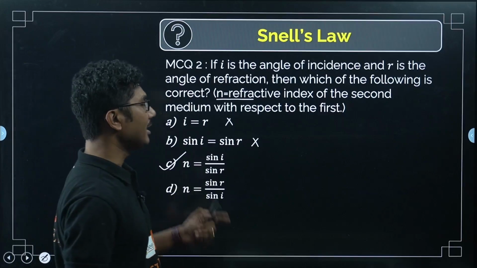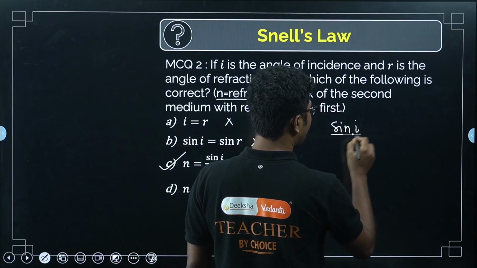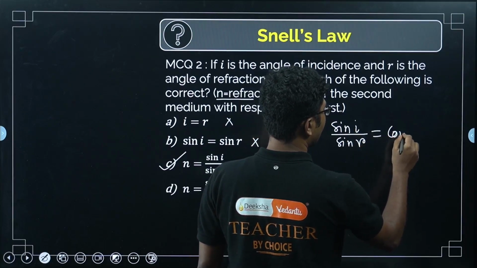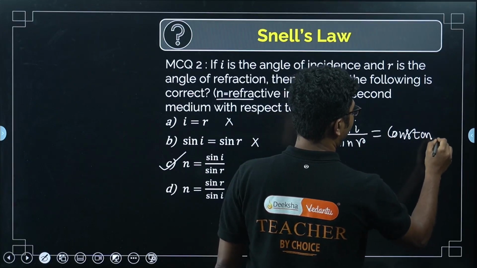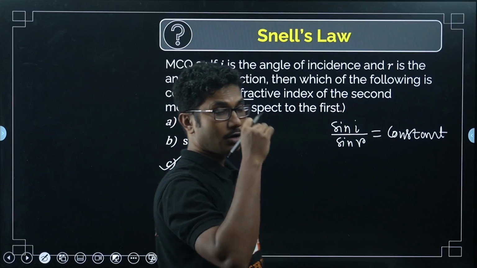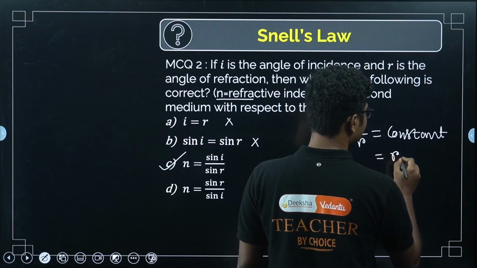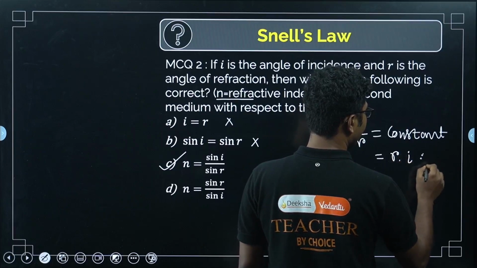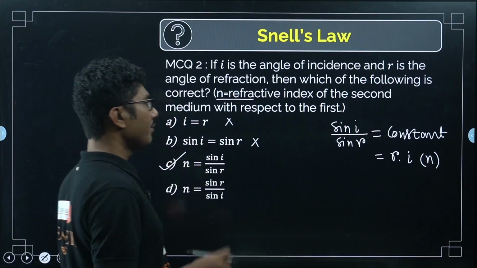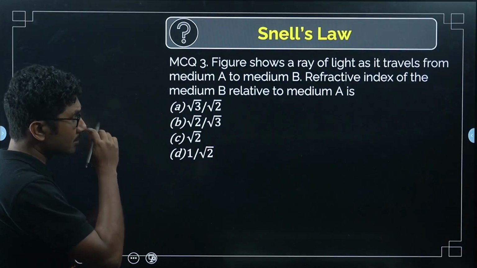Snell's law is basically telling you that sin of angle i and sin of angle r is constant, right? And that constant depends upon the pair of media, and that constant is called the refractive index, or RI, and is denoted by the symbol n. This is the basics of Snell's law. Now let's move on and see one more problem on Snell's law.